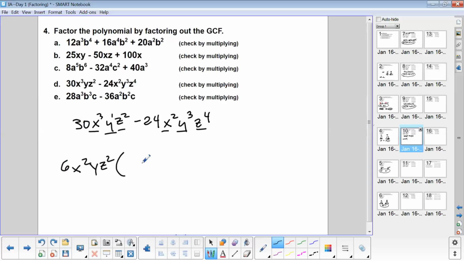So 30 divided by 6, 5. X cubed divided by x squared is x. Y divided by y is 1. Z squared divided by z squared is 1. 24 divided by 6 is 4. X squared divided by x squared is 1. Y cubed divided by y is y squared. Z to the fourth divided by z squared is z squared.